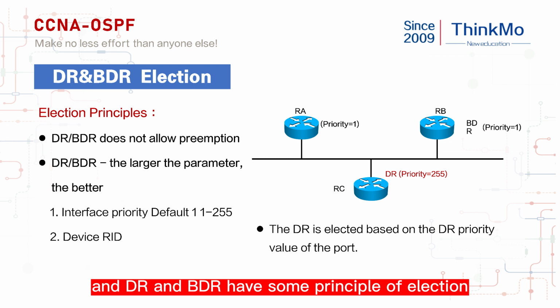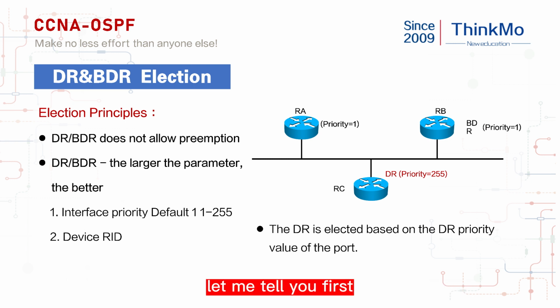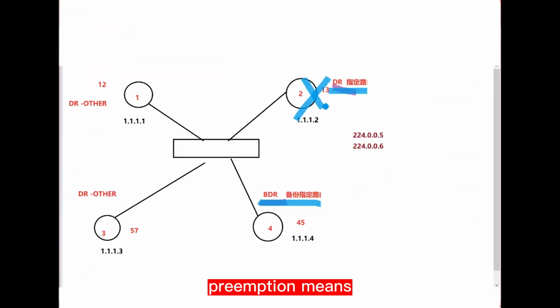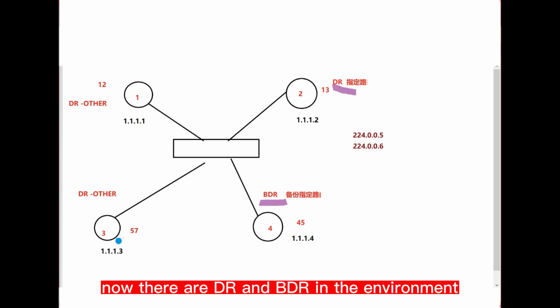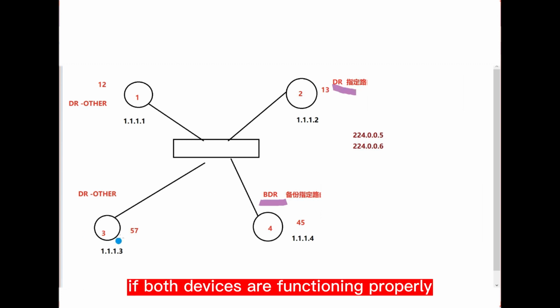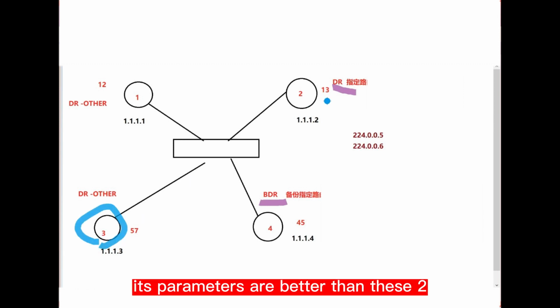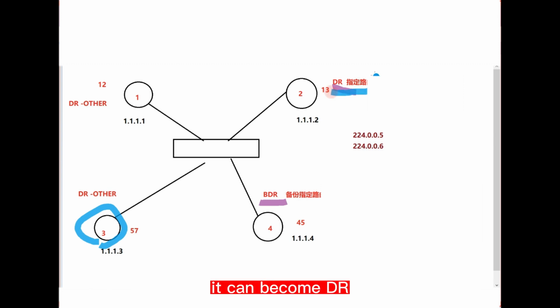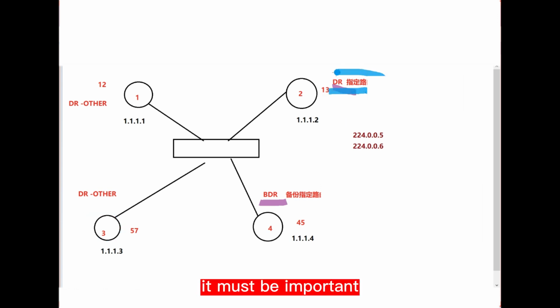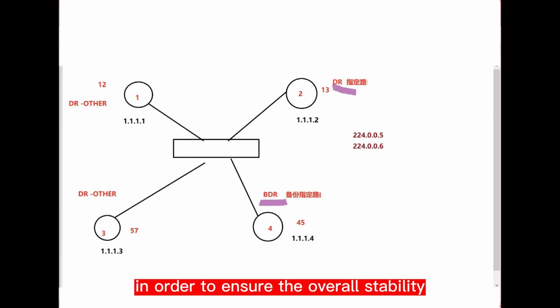And DR and BDR have some principles of election. Let me tell you first: DR and BDR do not allow preemption. Preemption means, now there are DR and BDR in the environment and both devices are functioning properly. If a device joins whose parameters are better than these two, it can become DR? It won't. Because a DR is a core node in our network, it cannot be easily changed. In order to ensure overall stability, it is not allowed to change easily.